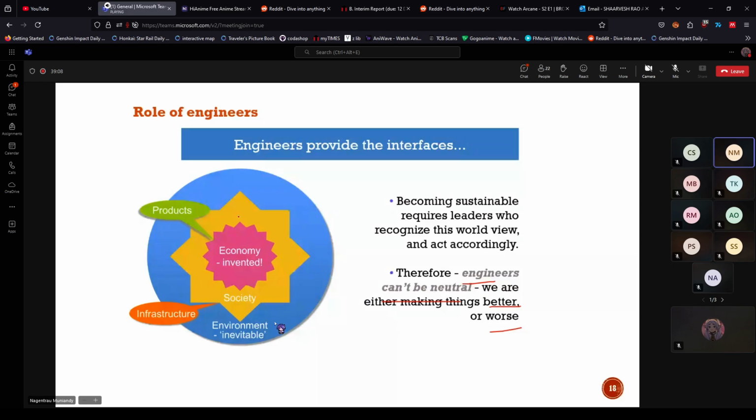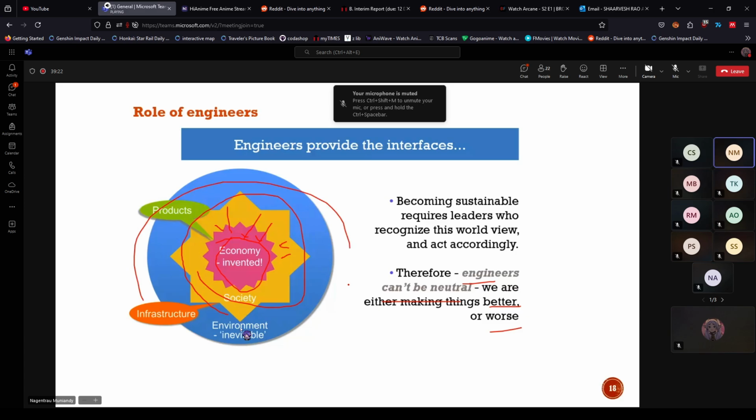So where do engineers live? In this economy part. Whatever technology we are introducing, it's more to the economy. And this economy should be a subsection of the society and also the environment.